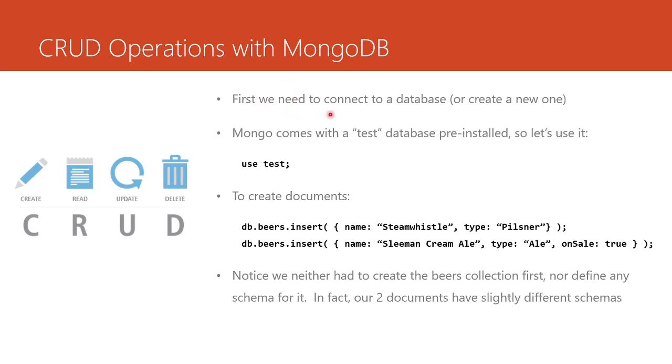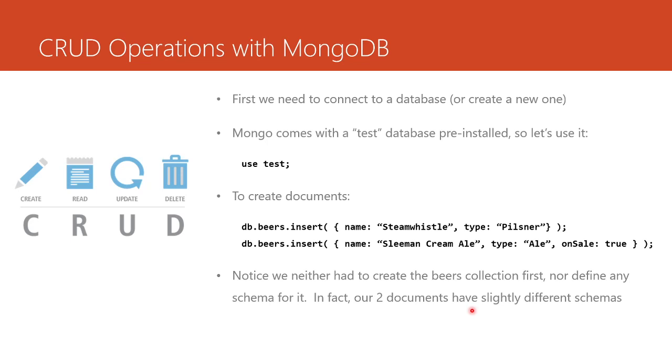So the first thing is we need to connect our database. Obviously. Mongo comes with a test database pre-installed. Okay. So to create documents, as an example, we say db.beers.insert and then your key values. So this is our insert, if you will. Notice we neither had to create the beers collection for us nor define any schema for it. In fact, our two documents have slightly different schemas.